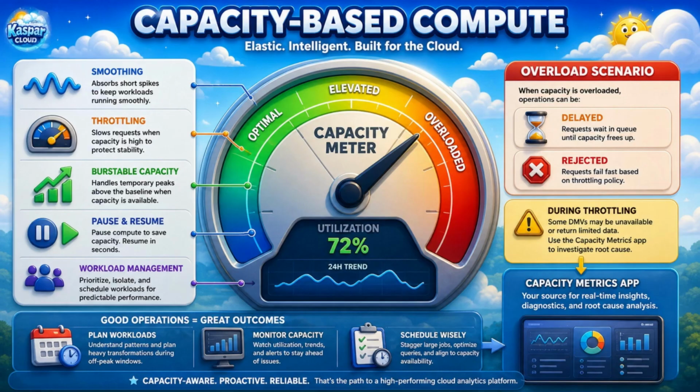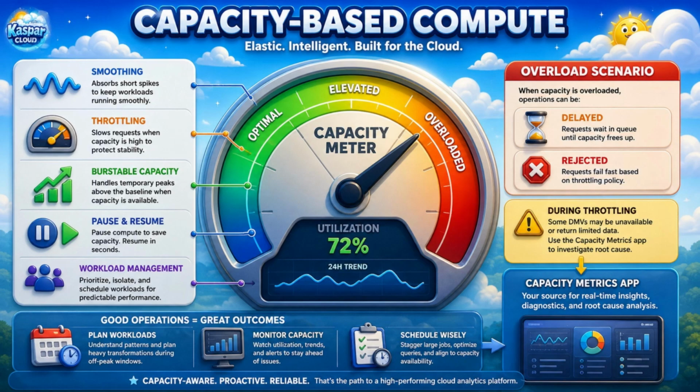Capacity management in Microsoft Fabric differs significantly from managing traditional dedicated database servers or manually provisioned infrastructure. Fabric uses a capacity-based compute model that includes concepts such as workload smoothing, throttling, burstable resource consumption, pause and resume behaviors, and dynamic workload management across shared services. When a Fabric capacity becomes overloaded, certain warehouse operations may be delayed, throttled, or rejected depending on workload priority and current resource conditions.